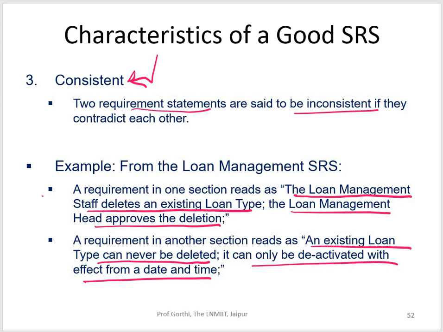So two requirement statements are said to be inconsistent if they contradict each other. For example, from the loan management SRS, a requirement in one section reads: the loan management staff deletes an existing loan type. The loan management head approves the deletion. A requirement in another section reads: an existing loan type can never be deleted. It can only be deactivated with effect from a date and time.